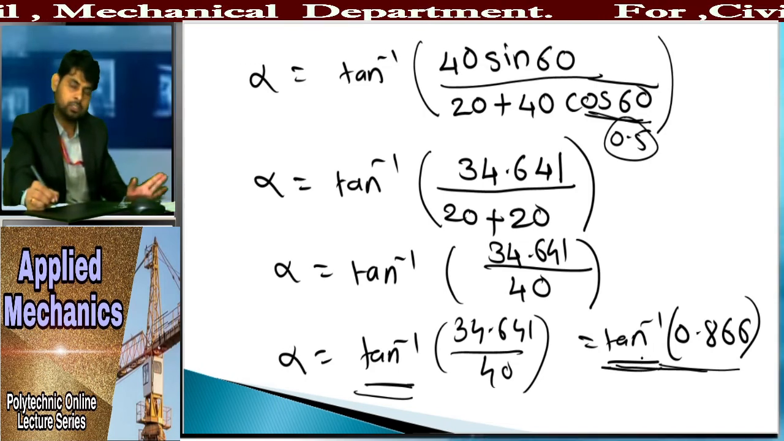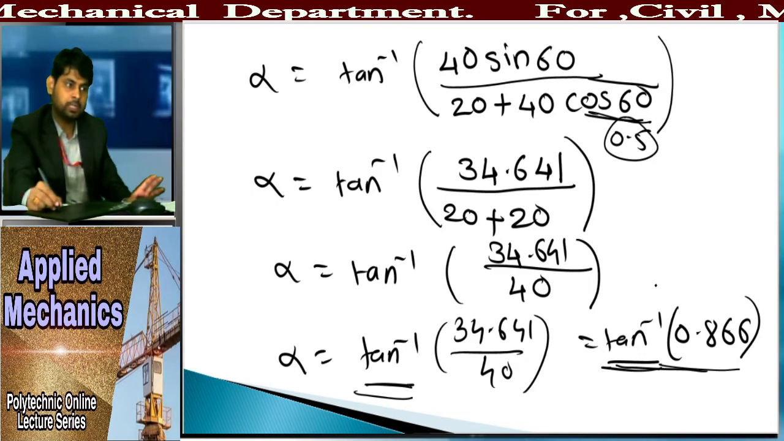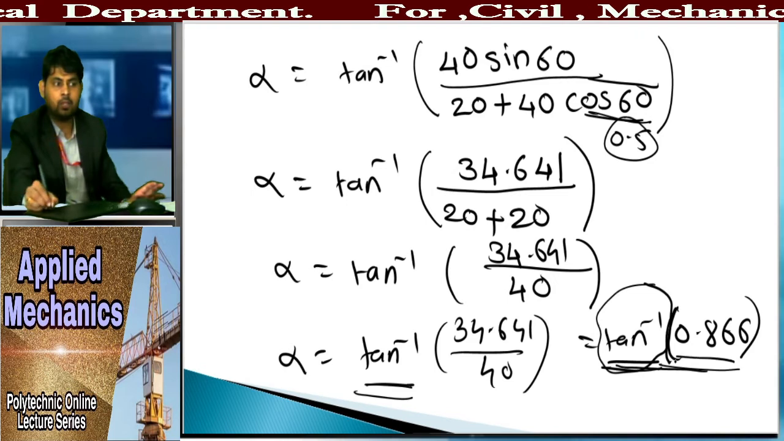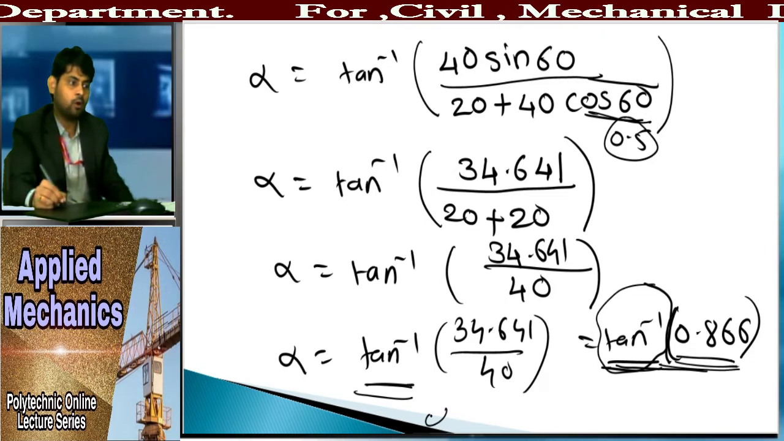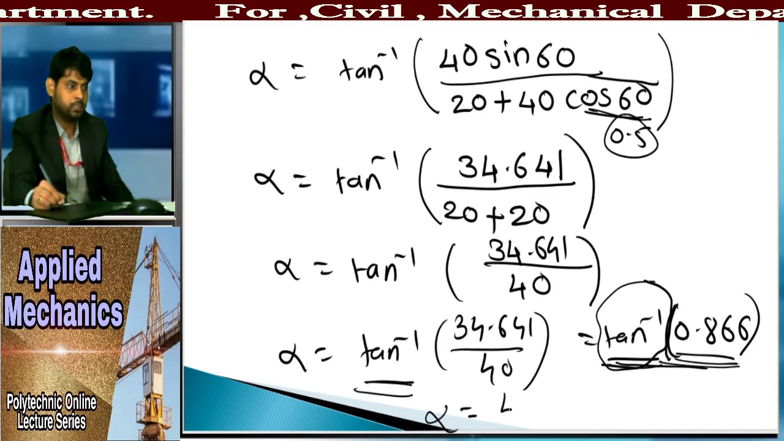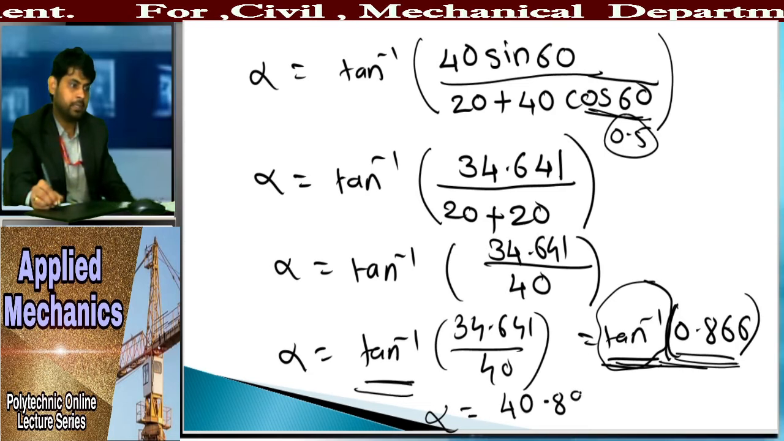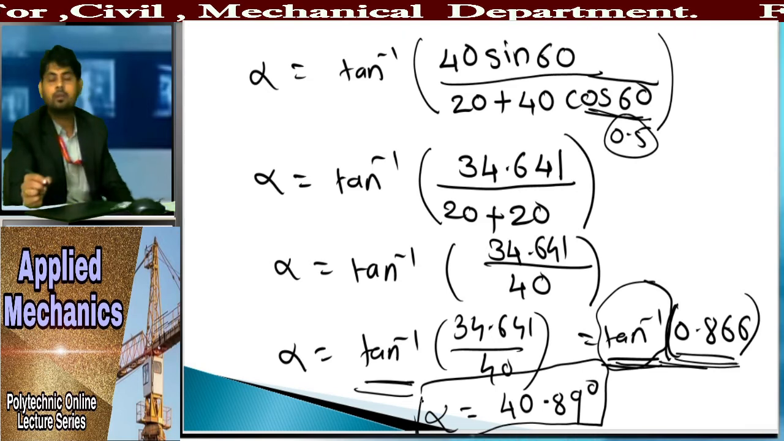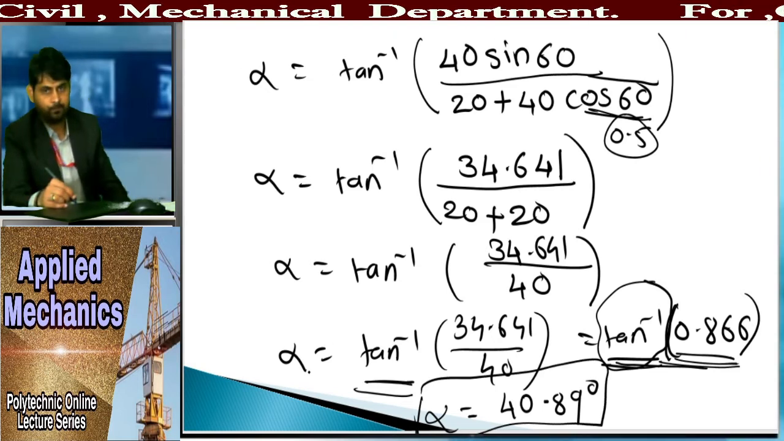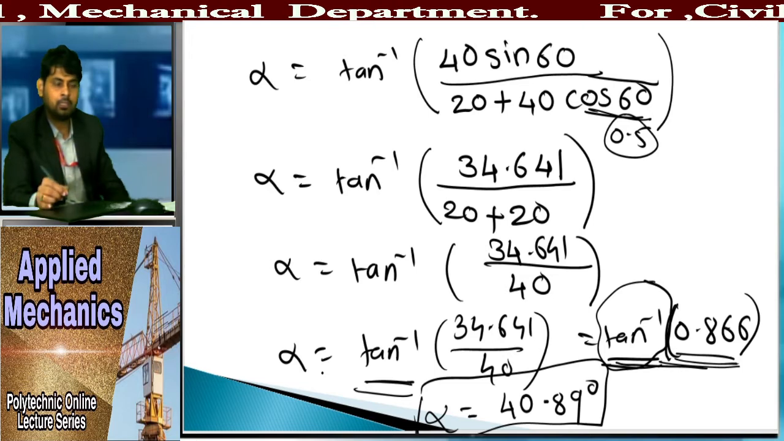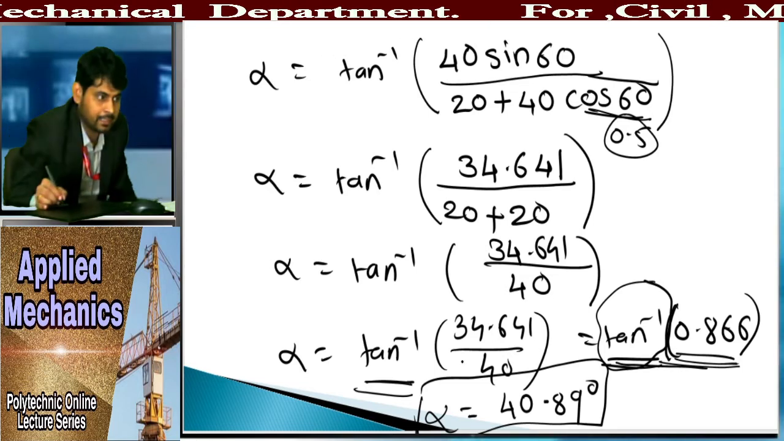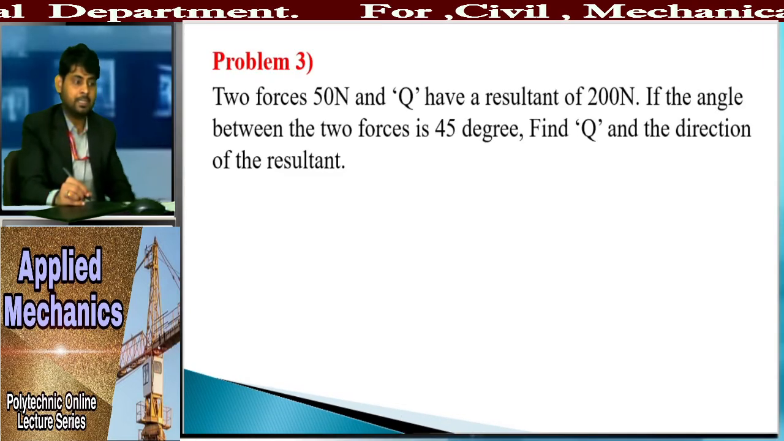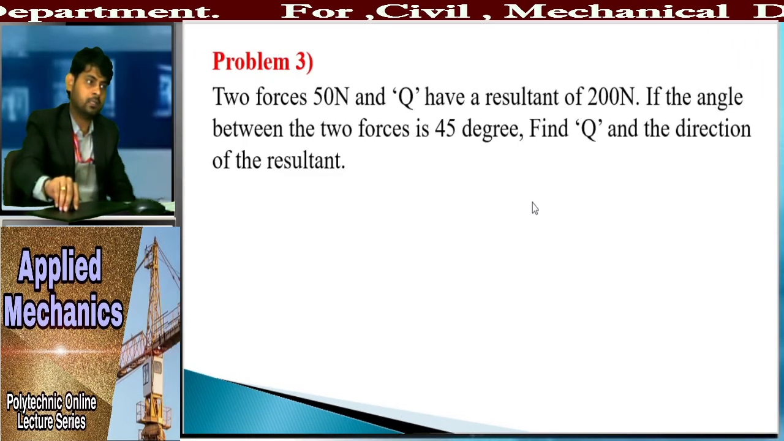Press shift and then tan to get tan inverse, then you will get the tan inverse, and after that take one bracket and put this value in that, then you will get the value of alpha, that is nothing but 40.89 degree. Okay, so this is the direction of the resultant of force, in which direction R is going. After that, let's see problem number 3.